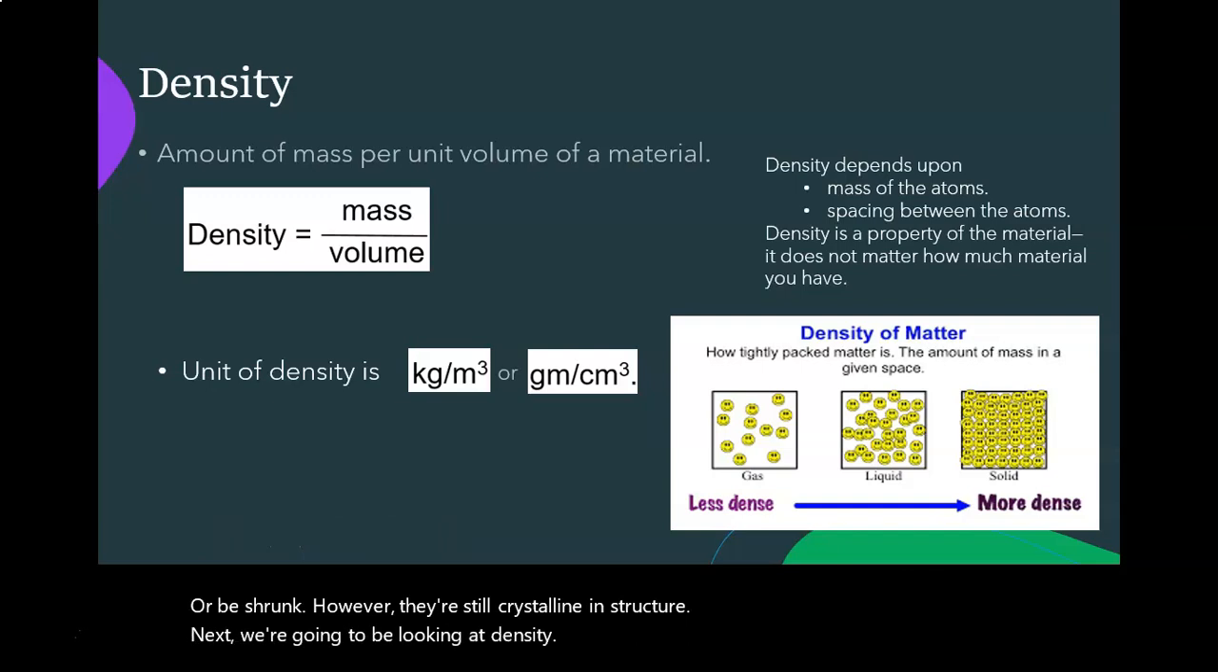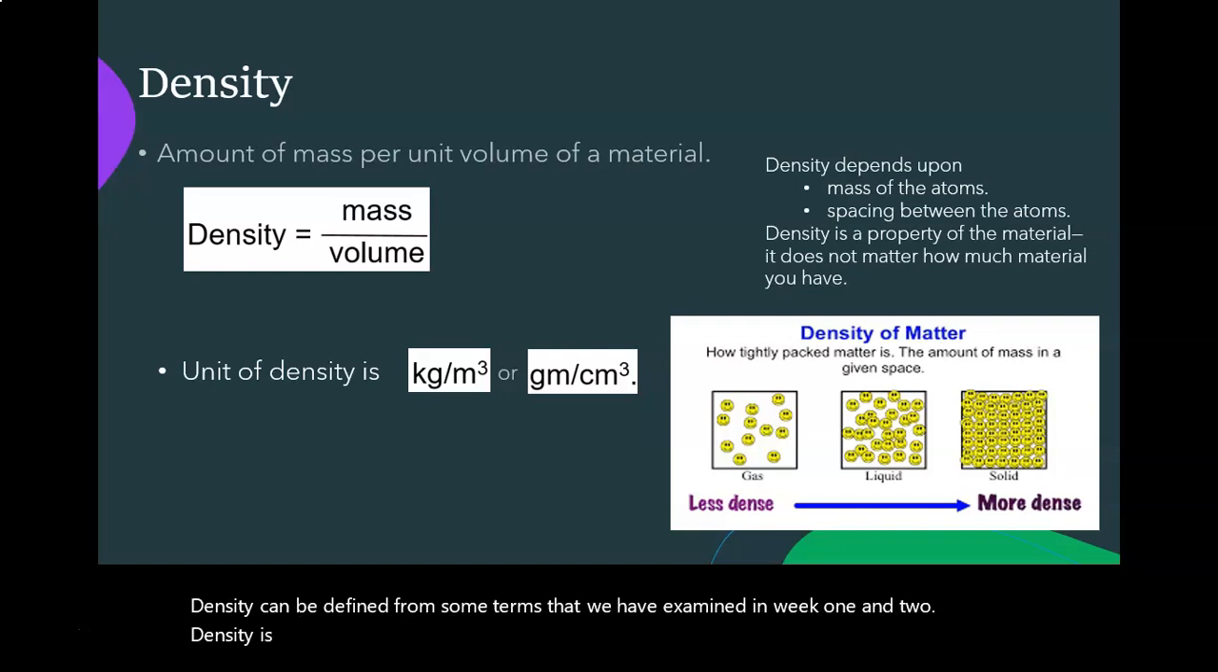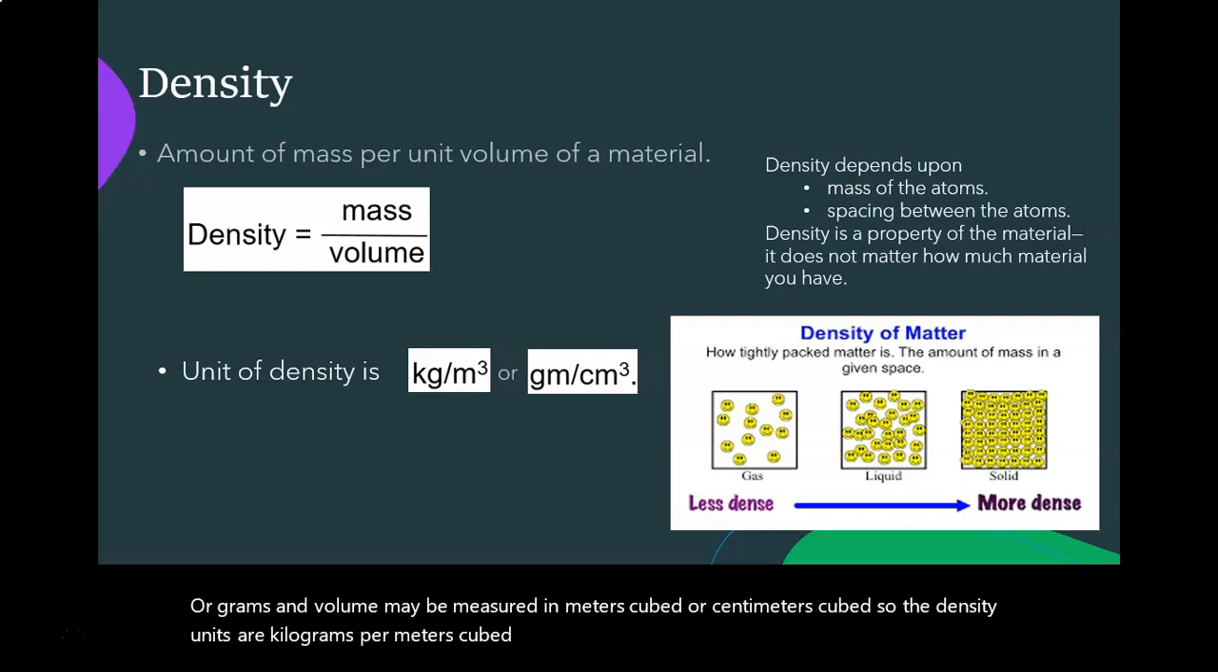Next, we're going to be looking at density. Density can be defined from some terms that we have examined in week 1 and 2. Density is known or calculated as mass over volume. Mass we measure in kilograms or grams, and volume may be measured in meters cubed or centimeters cubed. So the density units are kilograms per meters cubed or grams per centimeter cubed.